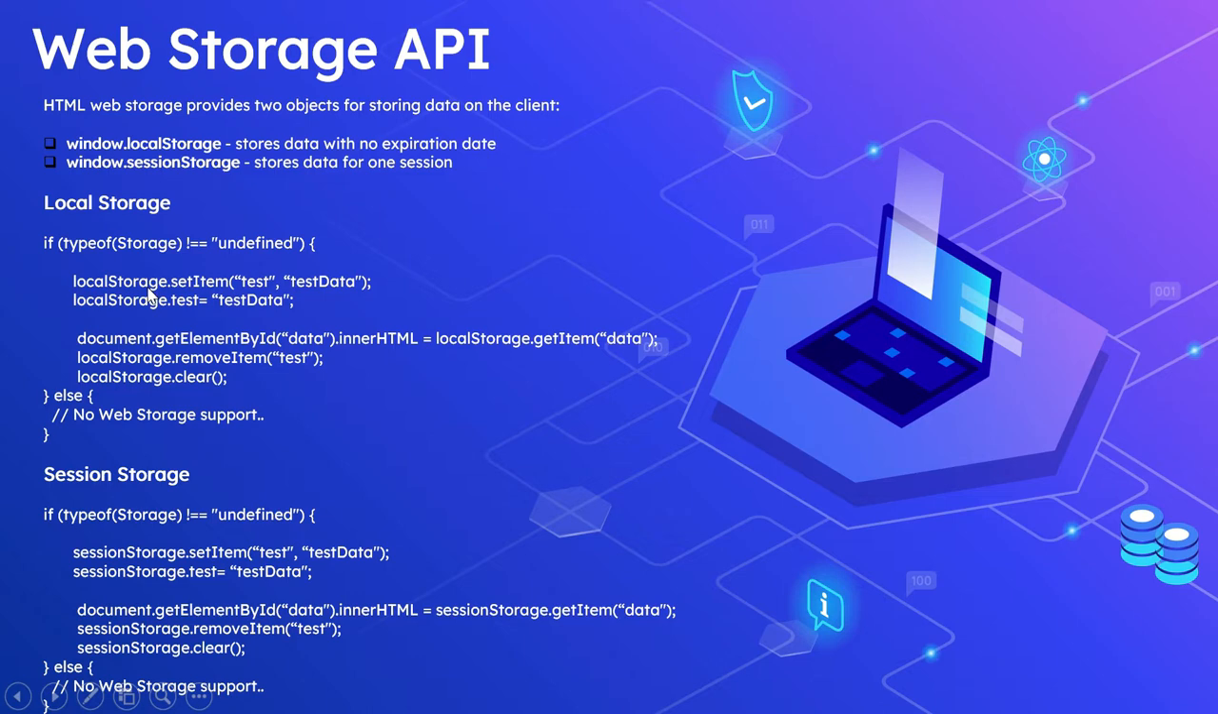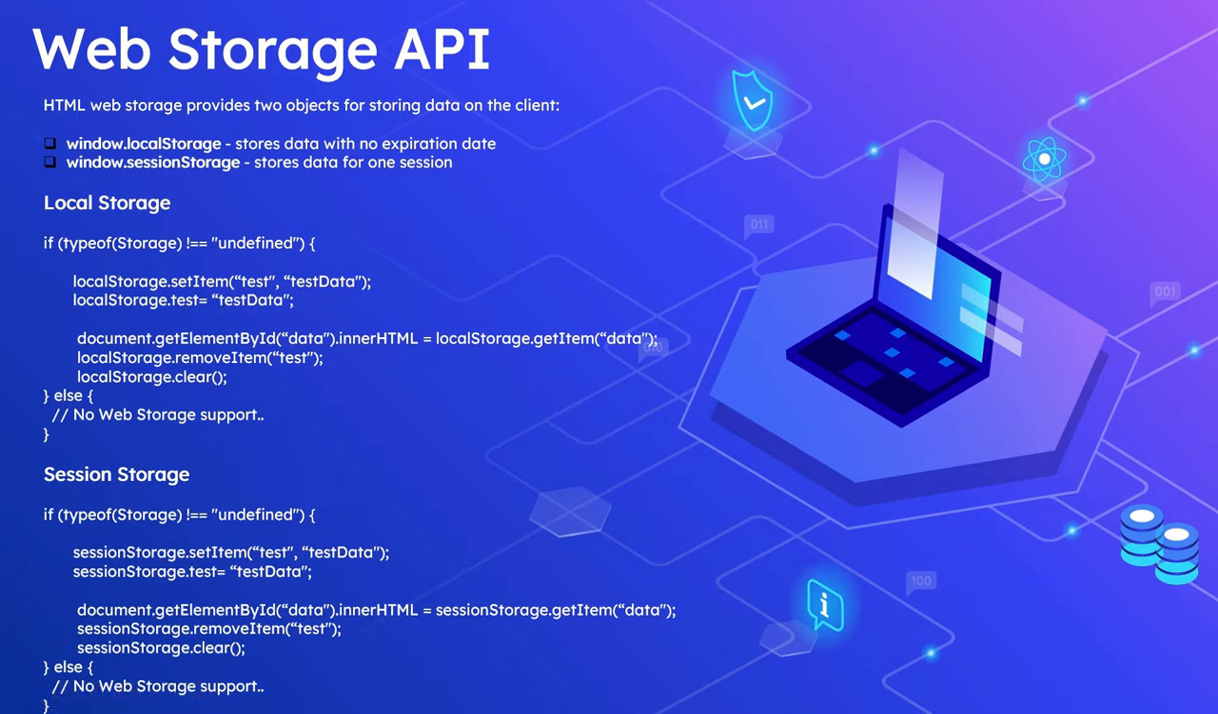So better to check for the support and perform the operations. The local storage and session storage objects help to set an item to the storage. Here you can see localStorage.setItem, then the key and value, and the same way sessionStorage.setItem, key and value. You can even use this option also, localStorage.test. This is the key, then this is the value.